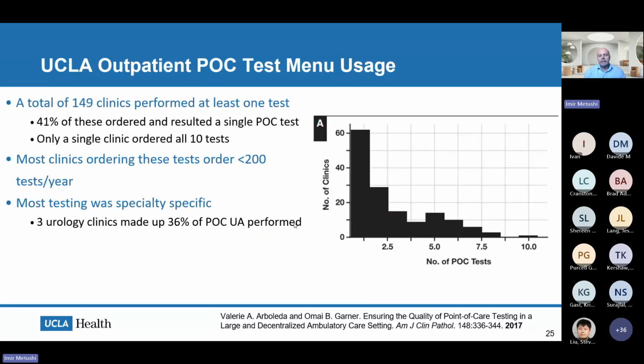The other thing that we could see from this was that most clinics just used a few tests. Most clinics, like here, more than 60, for example, used 1 or 2 tests, and only a single clinic ordered all 10 tests that were analyzed, and the volume on most clinics was low, under 200 a year. And 3 urology clinics make up more than 1/3 of urinalysis performed.